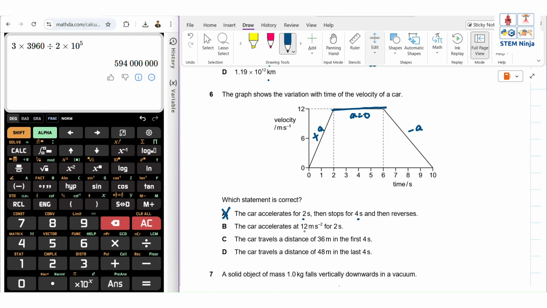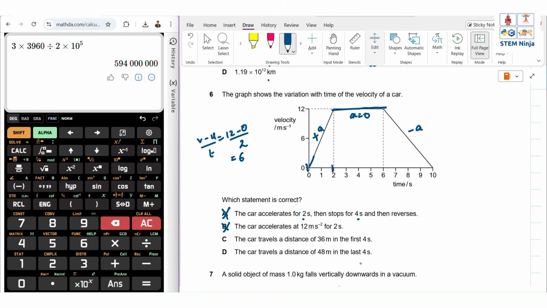Car accelerates at 12 meters per second squared for 2 seconds, which is not correct, because in this part over here from 0 to 2, v minus u over t is 12 minus 0 over 2, which is 6 meters per second squared. So this is cancelled. The next option says the car travels a distance of 36 meters in the first 4 seconds, and the one after is 48 meters in the last 4 seconds.